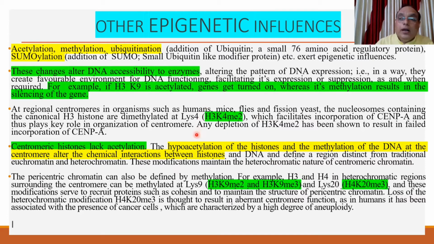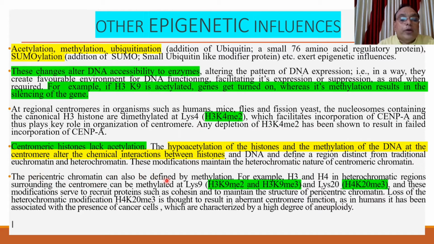So here, on one hand, the centromeric DNA is hypoacetylated, that is, its expression has been inhibited due to lack of attachment of acetyl groups, and as well it is methylated too, and methylation will further suppress the expression. So it maintains these two specifications. They maintain the heterochromatic nature of centromeric chromatin.